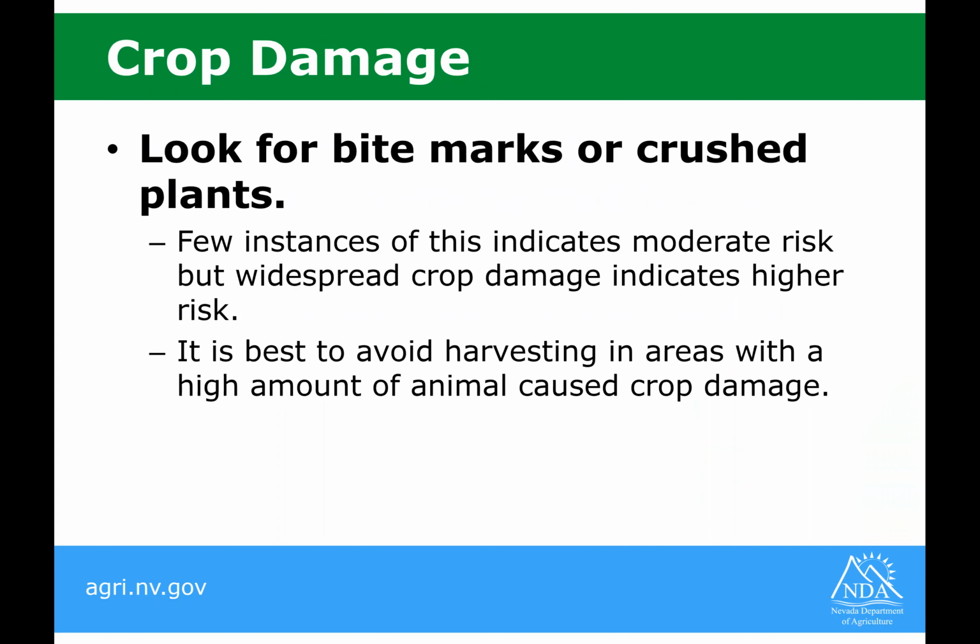The next one is crop damage. So when you're assessing your field, look for bite marks or crushed plants. Few instances of this should indicate moderate risk, but if you see a lot of crop damage in your field, it would show that there's been quite a bit of animals in your area. So it would be best to avoid harvesting in areas if you do notice a high amount of animal-caused crop damage.